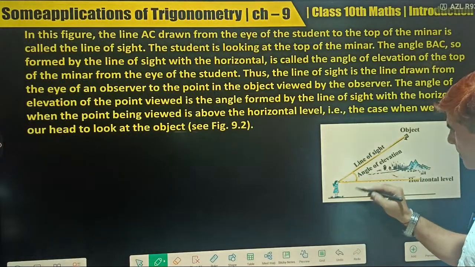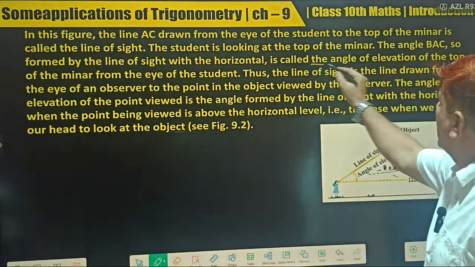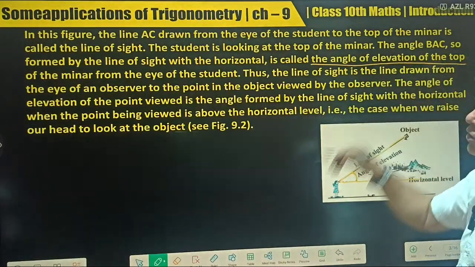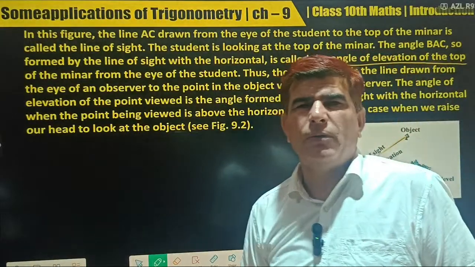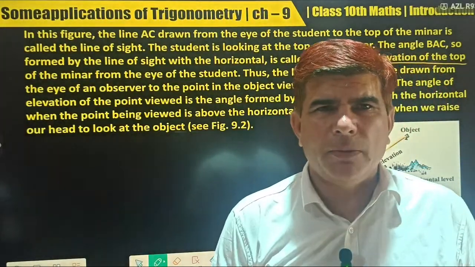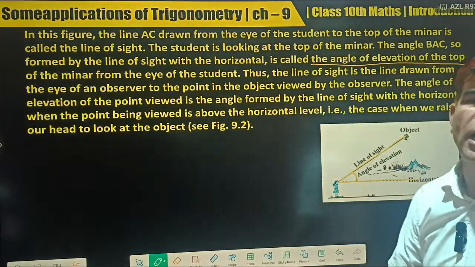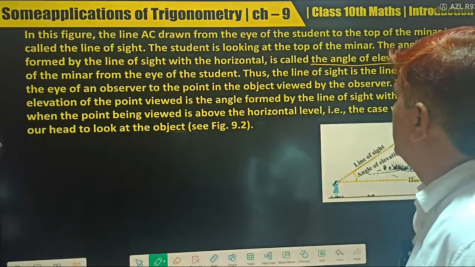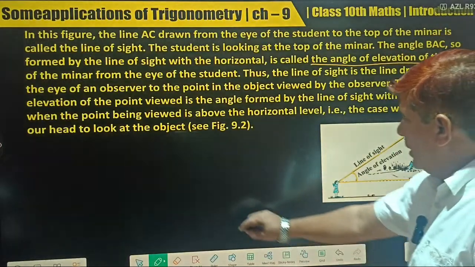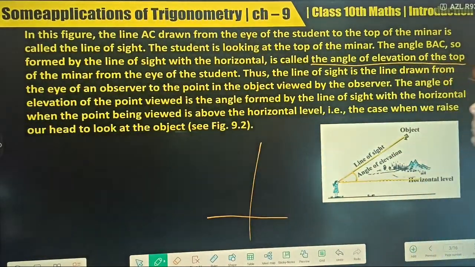Making an angle, it is called the angle of elevation of the top of the minar from the eye of the student. Or in a simple way we can say, the angle between the horizontal and the line of sight is called the angle of elevation. Horizontal means this, vertical means this. Understood?